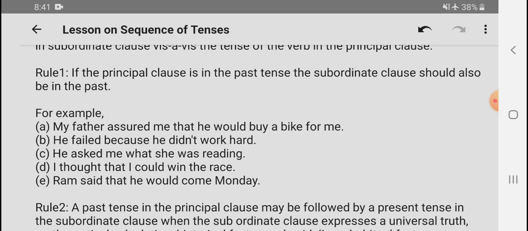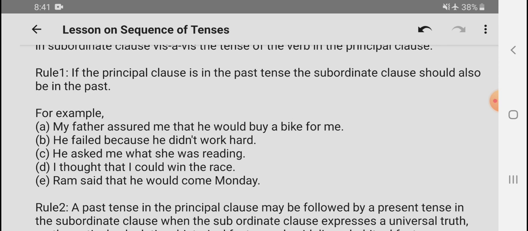My father assured me, that's one clause, that he would buy a bike for me. That's another clause. You can see the first clause, my father assured me, is in simple past tense. Hence, the second clause, that he would buy a bike for me, is also in past tense. How do you know that's in past tense? Because will's past form is given, that's would. So you cannot say, my father assured me that he will buy a bike for me. If you write that, it will be wrong, because your principal clause is in past tense, and hence the subordinate would also follow the past tense.